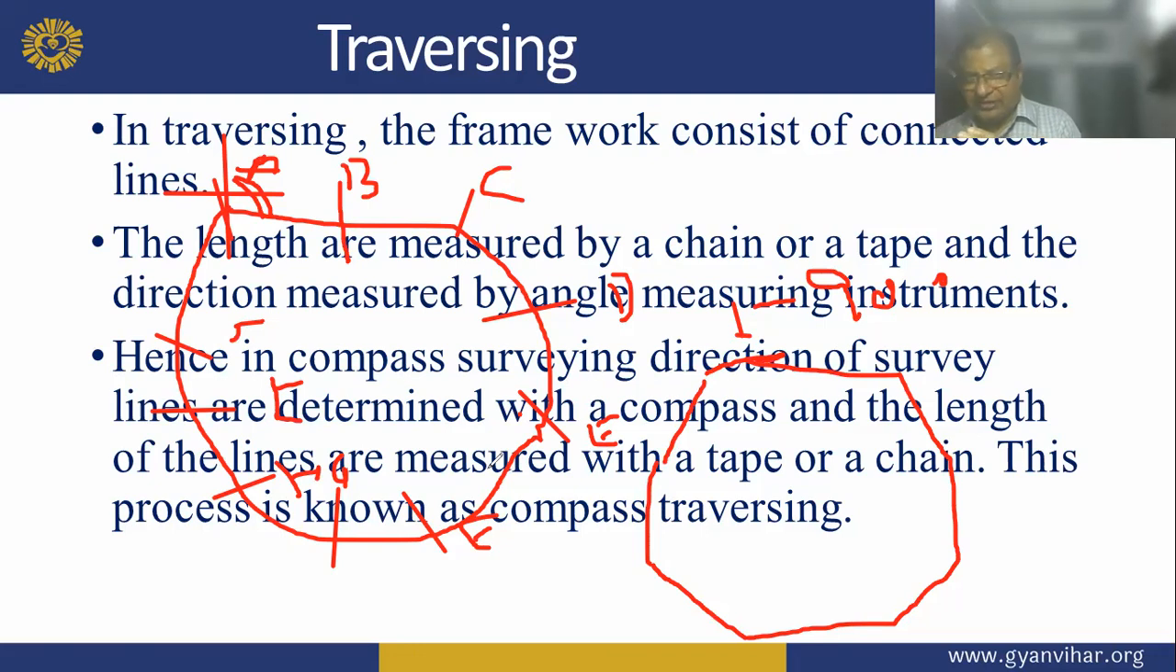In the closed traverse, we always keep account of any factory, any house, or any big area. We can measure it with the compass. This is called a closed traverse.